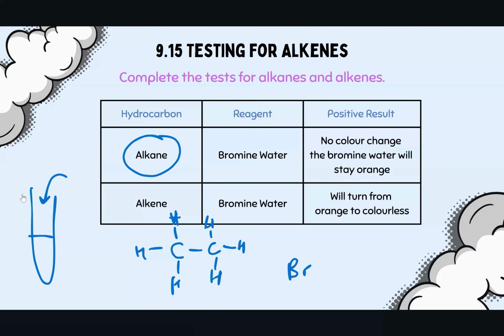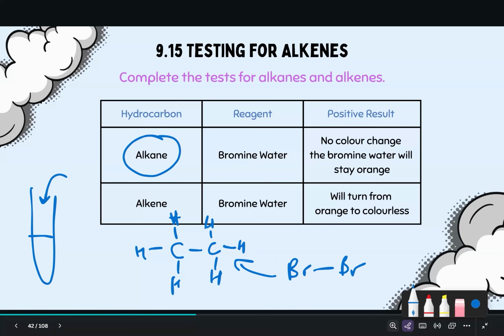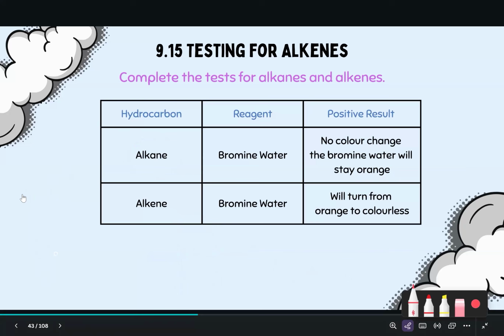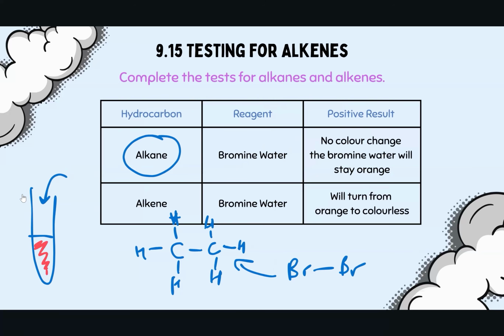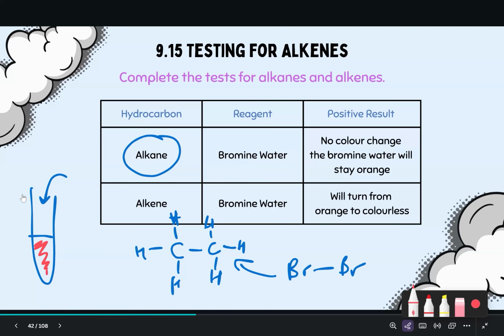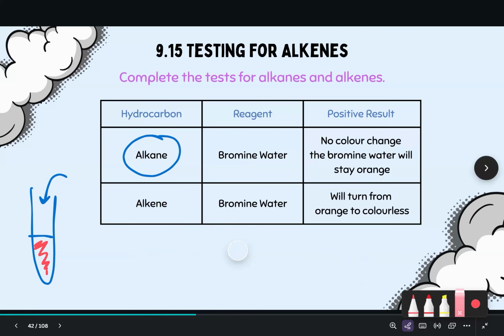Now bromine water is an orangey color. And what will happen is the bromine in the bromine water can't react with the alkane. There's no space, it's saturated. Each carbon already has 4 bonds. If it already has 4 bonds, there's no space for any additional bonds. So the bromine water goes in and it just stays an orangey color. Now, let's do the same thing with ethene.